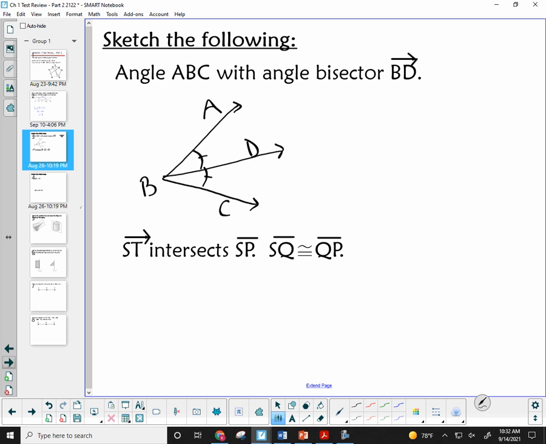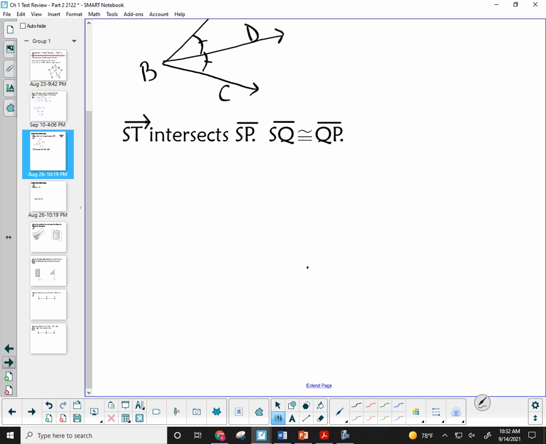Next one down, it says ray ST intersects segment SB. So ray ST, there's my ray, intersects SB. Here's S, so I have to use it. So I'm going to make a segment off of S. There's SP. So now SQ and QP have to be congruent. So I need to put Q either to the left of that segment, on the segment, or to the right of it. It doesn't really matter. So if I put Q here, connect those, and those two segments must be congruent.